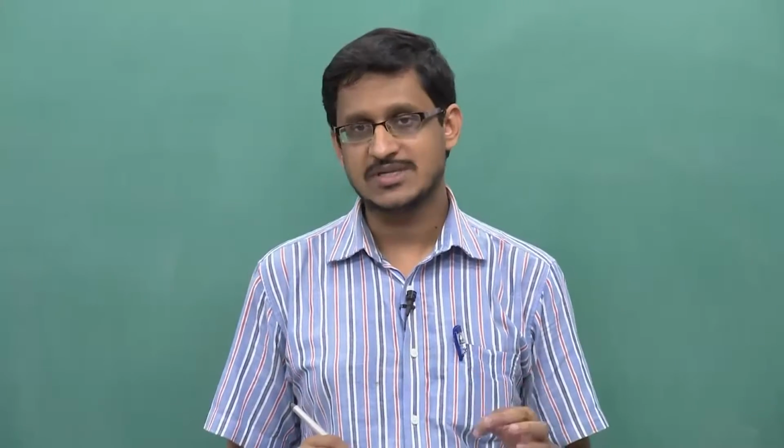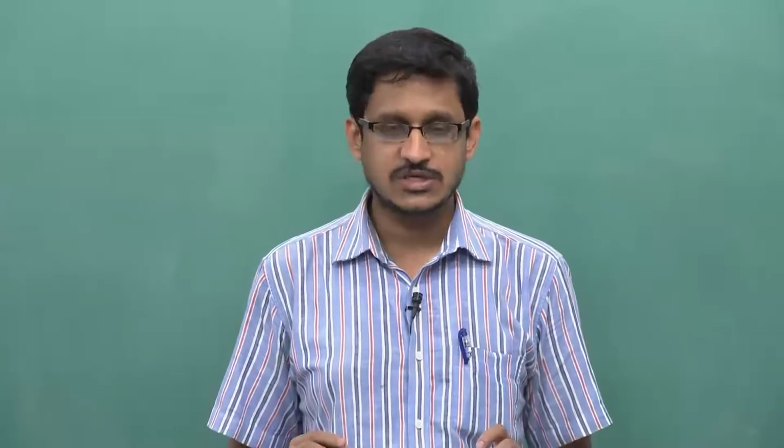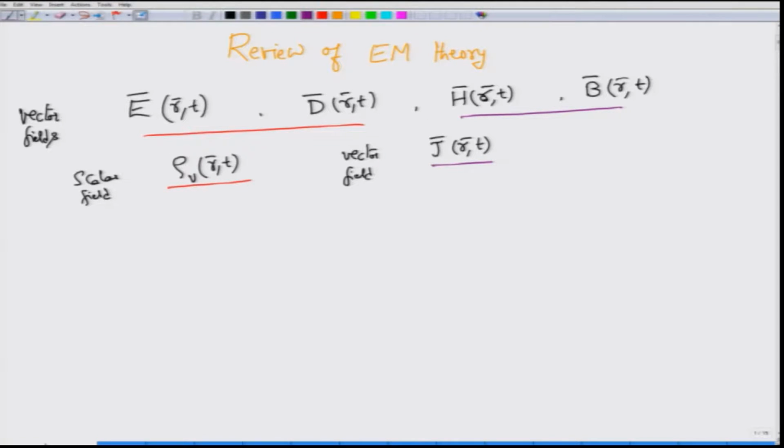Maxwell's equations, we customarily number them, there are 4 Maxwell's equations. These equations relate E, D, H, B. And there is one more equation which is the conservation of charge or the continuity of the current, which relates rho and J. Let me write down Maxwell's equations and I will briefly explain what these are.